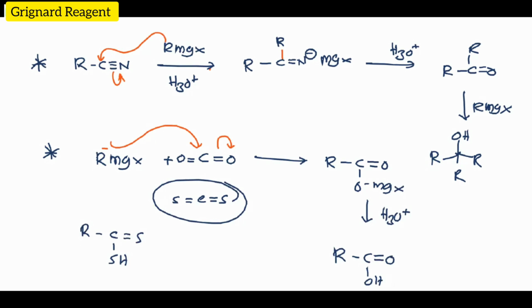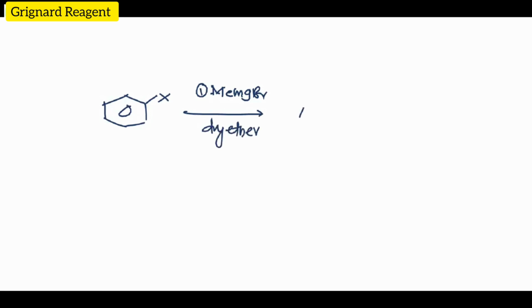Okay. So one question is for you. Suppose halobenzene is going to convert with methyl magnesium bromide. This is the first reagent. In the presence of dry ether, you will get A, and on treatment with CO2 and H3O plus, what will be the B? Okay, this is the question.